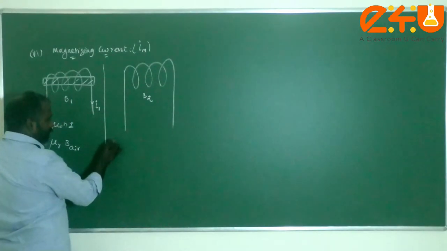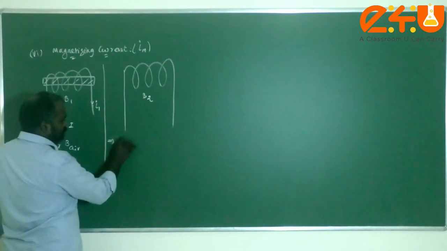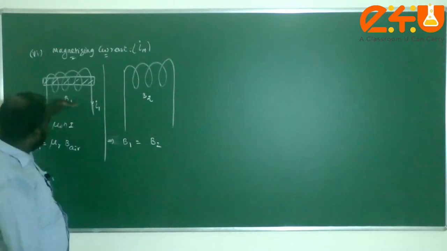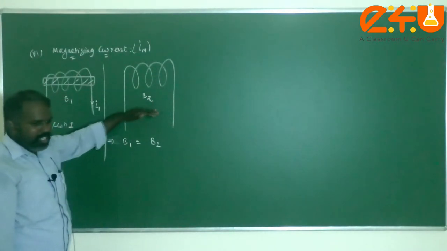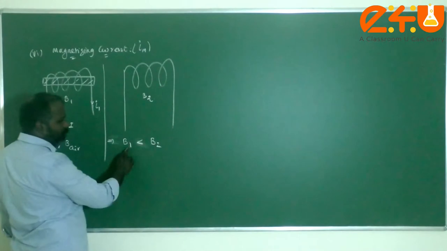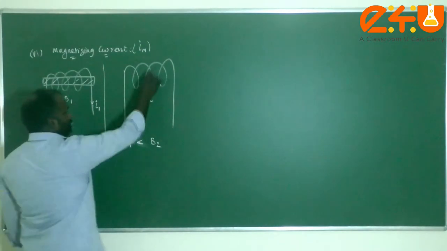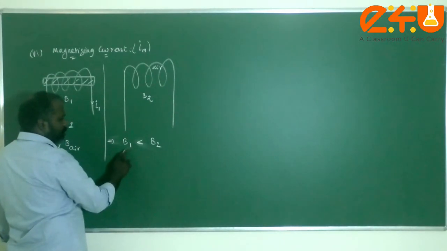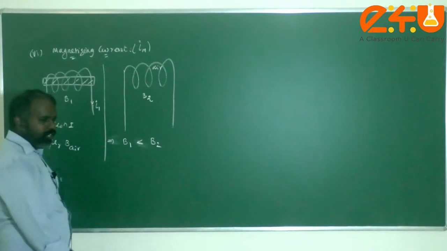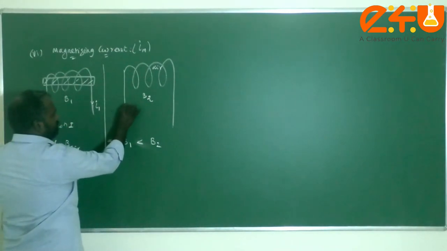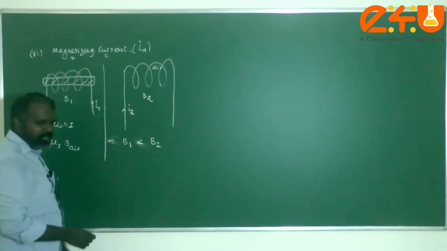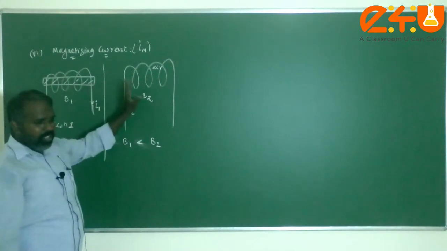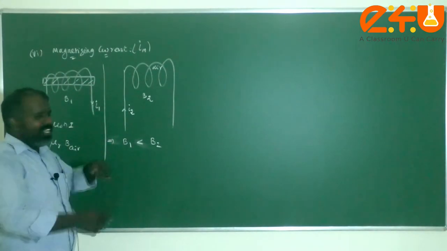So we want to make B1 the same as B2. But in this case, B2 is lesser than B1, because air core is present. Now what do I have to do to change the condition, to make B1 equal to B2? Say the current passing through is I2. Without changing the number of turns, I can increase the supply current.